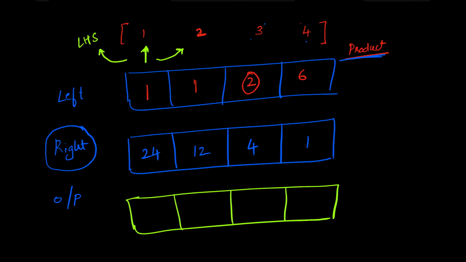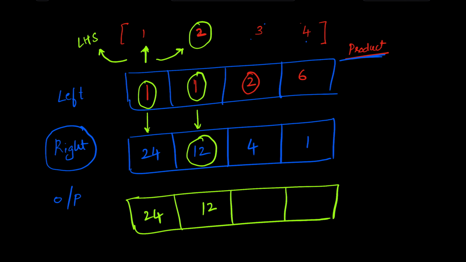Now that we have the LHS and the RHS calculated, all we need to do is multiply the values at the same index between LHS and RHS to record the output. So for index 1, we'll multiply 1 by 12 to get 12. For index 2, that is value 3, its corresponding values are 2 and 4 in LHS and RHS. The output is going to be 8, and after that the next element is 6.